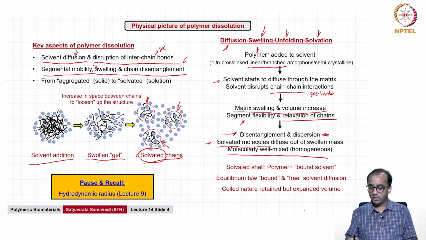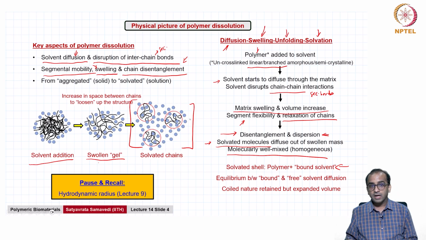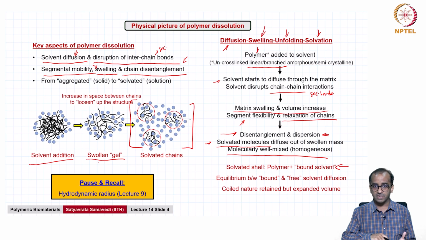And ultimately, what you will end up with is what we call a solvated shell, as shown in this cartoon here. And you can think of, eventually, once the solution is homogeneously formed, a well mixed solution, an equilibrium that has been established from a thermodynamic perspective between the solvent that is quote unquote bound to the chains or in the vicinity of the chain, and the free solvent that is away from the chains. There is an equilibrium that is established between the movement of solvent molecules between the free state and the bound state.